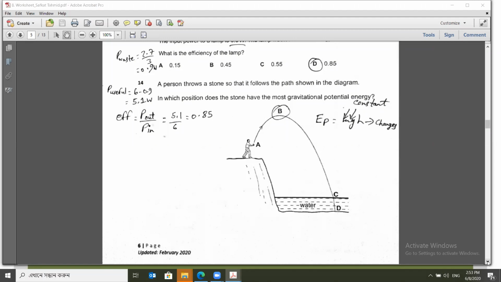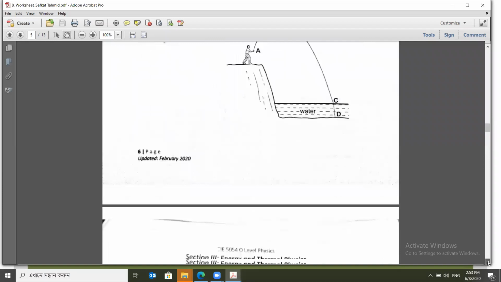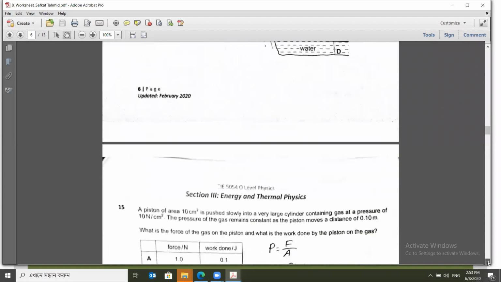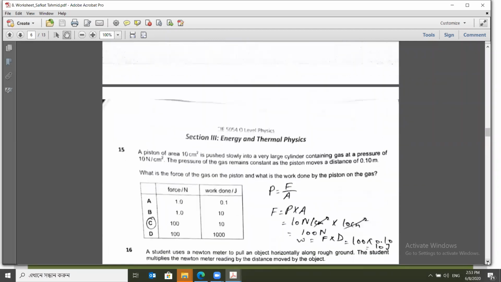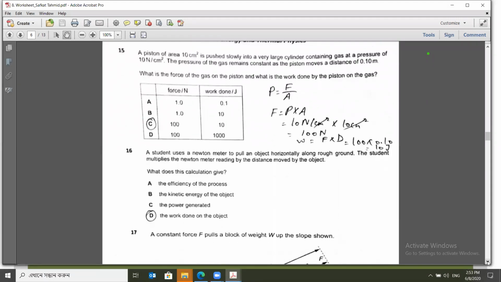This is the most important point for you all. Then we are going to 15. Continue. Yes, sir. Shimanto, continue. Which one, sir? 15. Continue. Okay, 15.